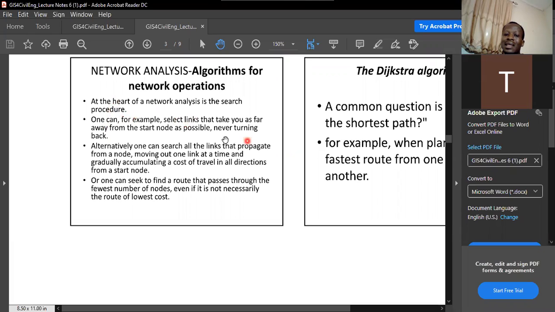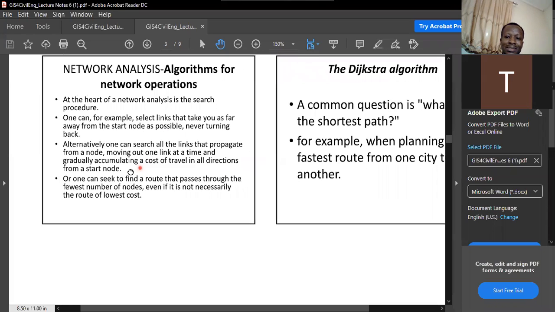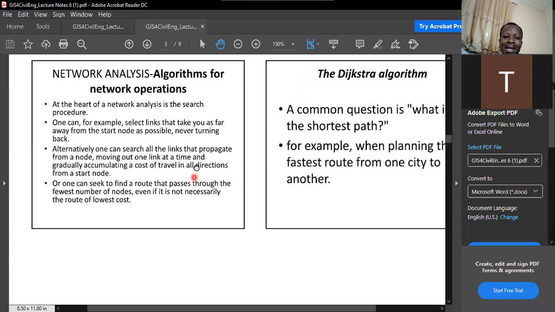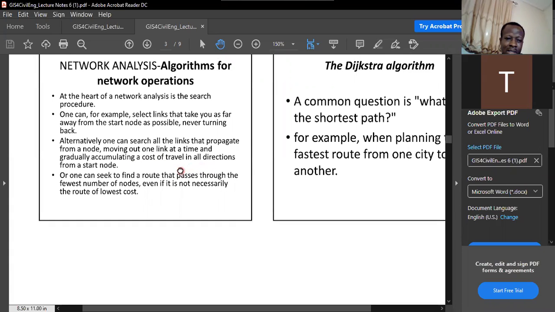For example, select lanes that take you as far away from the start node as possible, never turning back. So we can program this. Remember, I don't know if Uber drivers have a different app that they use, but they can decide, I want you to give me only customers in a certain direction because I want to go back home. The driver wants to go and rest at the end of the day. So you could almost write a program to handle that. So we need to understand the algorithms behind all this. People write these algorithms.